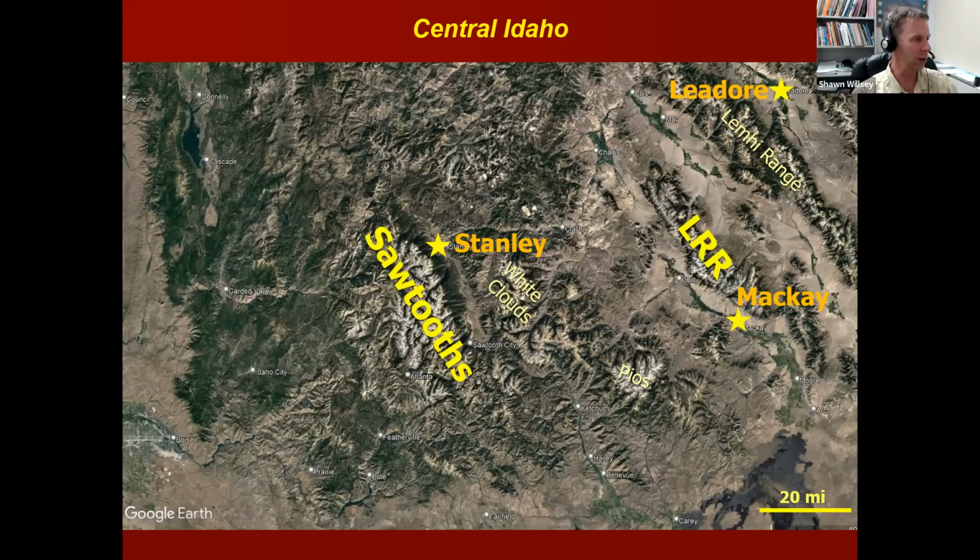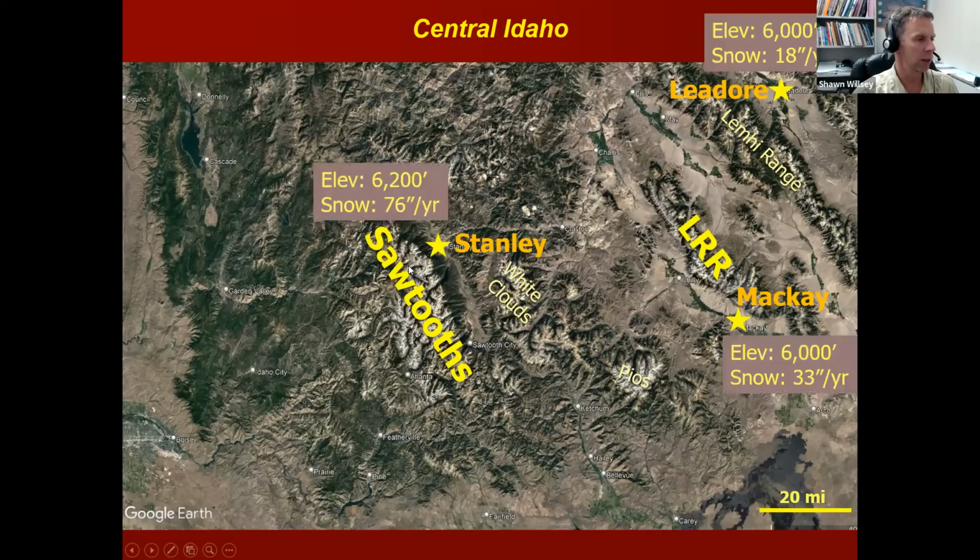So maybe you figured it out, maybe you haven't. Here's a big clue to this dilemma. What we're going to do is pick three locations, three towns, Stanley, Mackey, and Lador, and look at their snowfall amounts. Comparing these three towns' snowfall amounts, I think, will reveal the dominant control on the extent of glaciation in these locations.